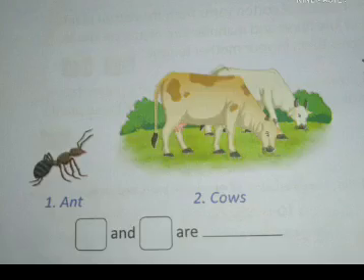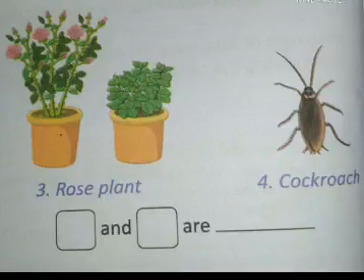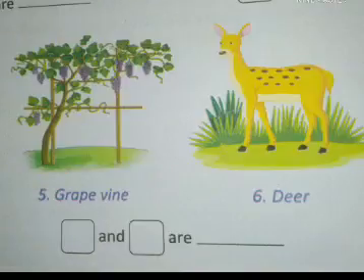Number 1, as you can see, is an ant, and number 2 is cows, isn't it? Number 3 is rose plant. Number 4 is cockroach. Number 5 is grapevine. Number 6 is deer. Now, looking at these diverse things, we have to use our common sense to group them into similar types of such things.